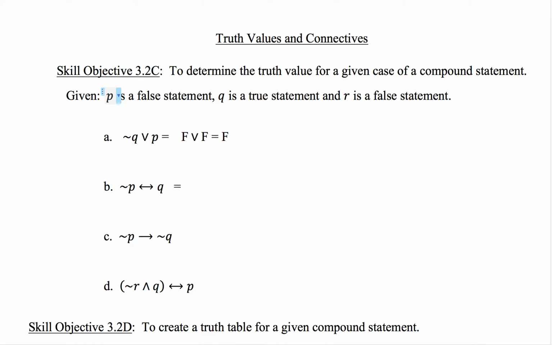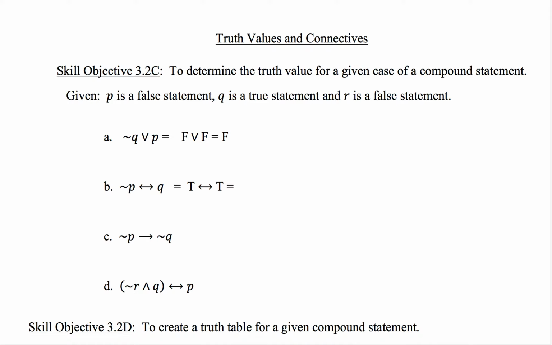We're going to do the same thing here. The negation of P. What is the negation of P? We know that P is false, so the negation of P would be true. So I'm going to put a true down there. I have my symbol for if and only if, so I'm going to move that over there. Now I'm looking at my Q. What do I know about Q? Q is a true statement. So I'm going to put another T here.